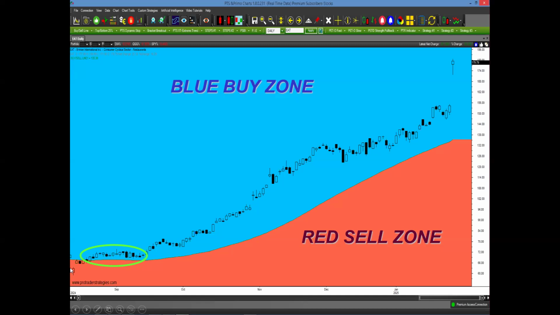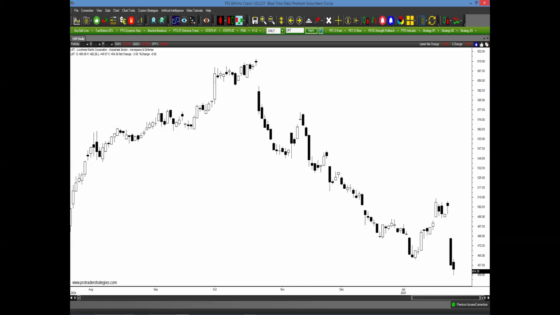Now, originally it was below in the red sell zone, but now we have consecutive closes above when the stock was roughly trading around 70 and it went all the way up to 185, okay? See how simple that is? Let's look at another example here.